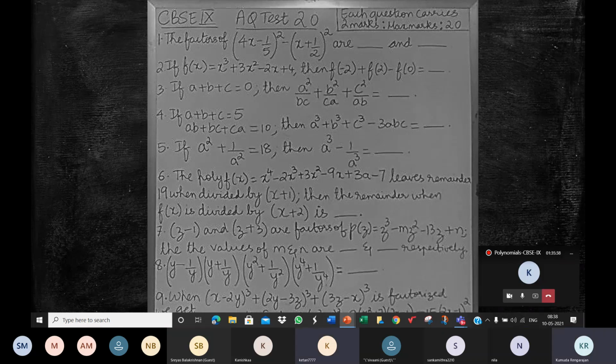Ma'am, in the third one, after we take the LCM, we get ABC, and then we get A cube plus B cube plus C cube, ma'am. Then afterwards I don't know what to do. What did you get? A cube plus B cube plus C cube divided by ABC. Okay, so in the numerator you have A cube plus B cube plus C cube, right? Yes, ma'am. What is that conditional identity?